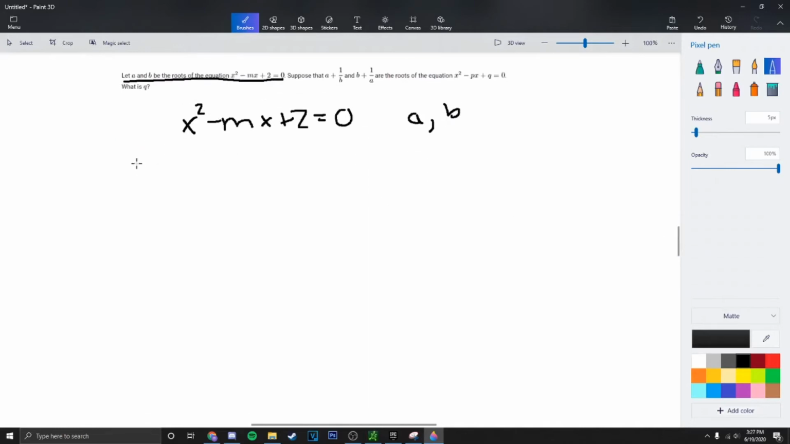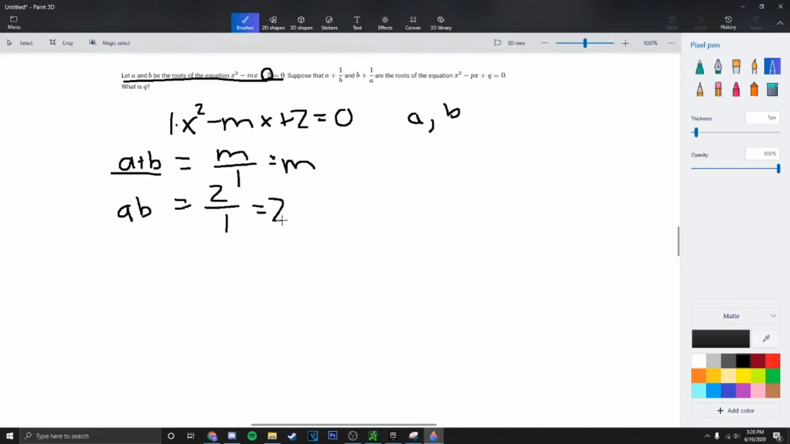Well, to add them, a plus b is going to equal m over 1, because here we have b, which is negative m, and a, which is just 1, because it's 1 times x squared. So this is just m. We don't know what m is, so we don't know what this sum is. However, ab we do know, because this equation is plus 2. So 2 is c. The product will be c over a, which is 2 over 1, equal to 2. And we will use this fact to continue solving this problem.